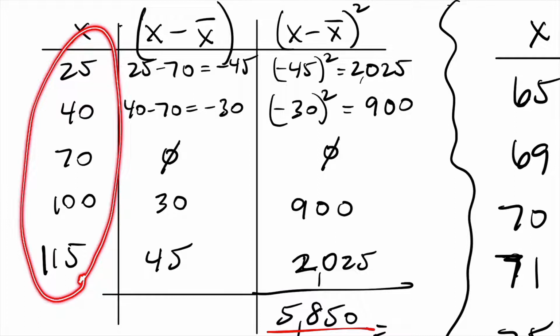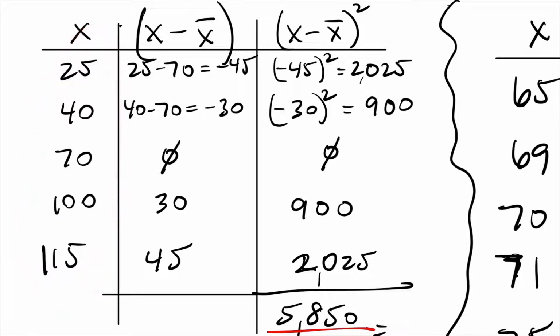104.2 or lower. So 70 minus 34, 38, 37 point something. On average, each of these numbers is about 34 away from the mean. Does that mean all of them? No, that's why we say on average.